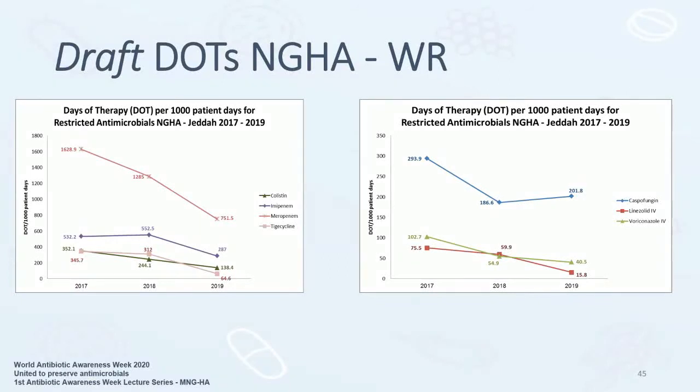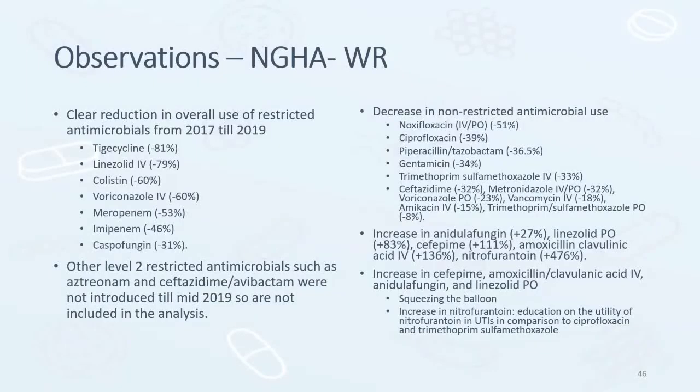It's also important to note that whenever you have an intervention, you can't just look at, for example, the restricted medications. You also have to look at the other antimicrobials that may be affected. For example, we observed a clear reduction in overall use of restricted medications. You can see the percentages on the right-hand side. But other level 2 restricted medications, such as aztreonam, were not introduced till mid-2019, so they're not included in the analysis.